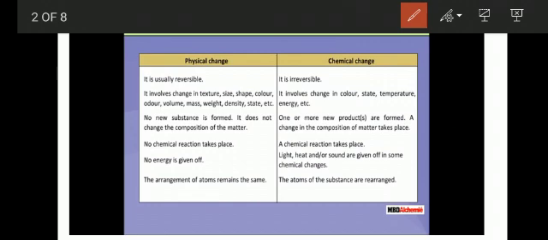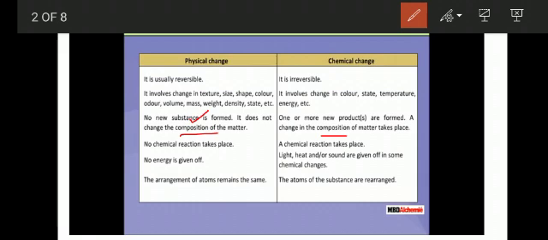Now, the third point. In physical changes, no new substance is formed. But in a chemical reaction, one or more new products are formed. A change in the composition of matter takes place in a chemical reaction, but there won't be any change in the composition of matter in a physical change.